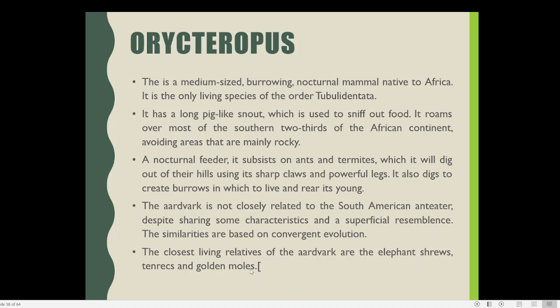Then tenrecs and golden tenrecs I can also show you. These are small animals, not popular. See, these are the tenrecs. Okay, then golden moles. These kinds of animals are the common evolutionary relatives of this animal. These are the golden moles. So these are the closest living relatives of the aardvark.